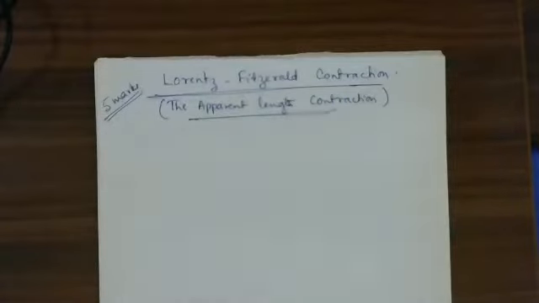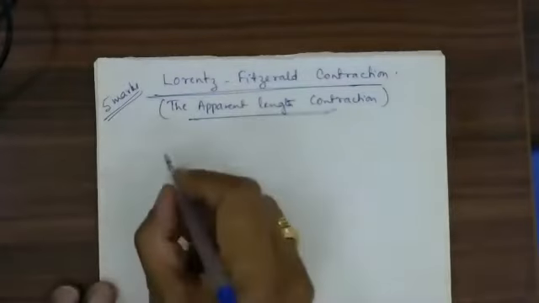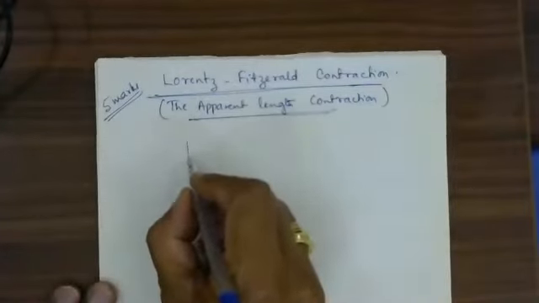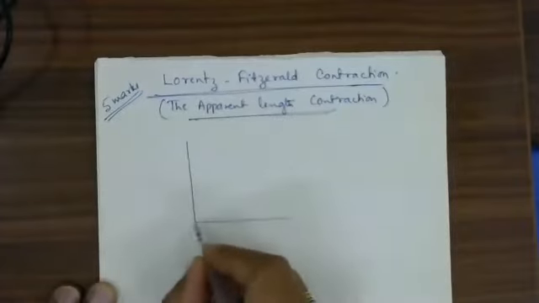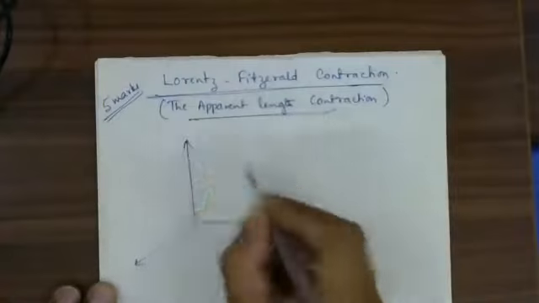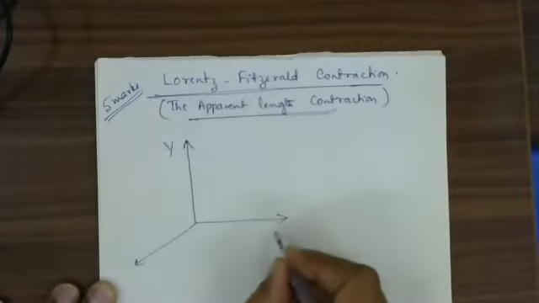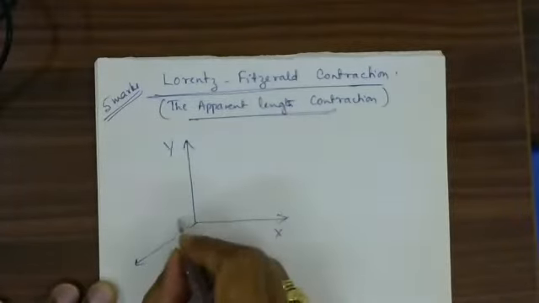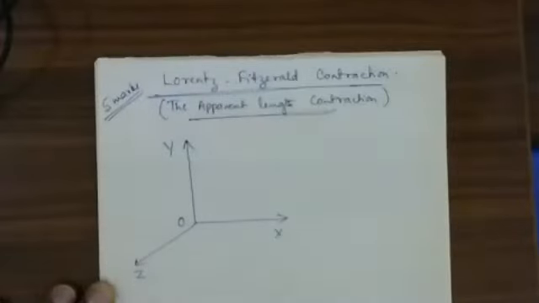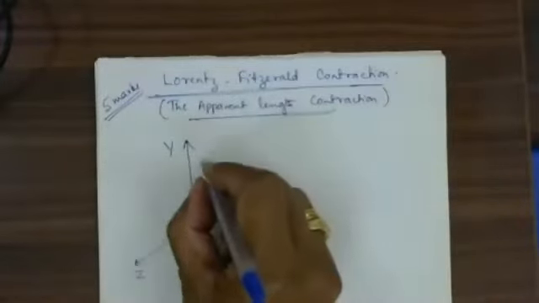First idea: let us consider two frames of reference. S is one frame, S dash is another frame. S dash is moving, S remains at rest. I will write a rough diagram here. This is the S frame of reference, which I already wrote in the last class also: Y-axis, X-axis, origin, Z-axis.